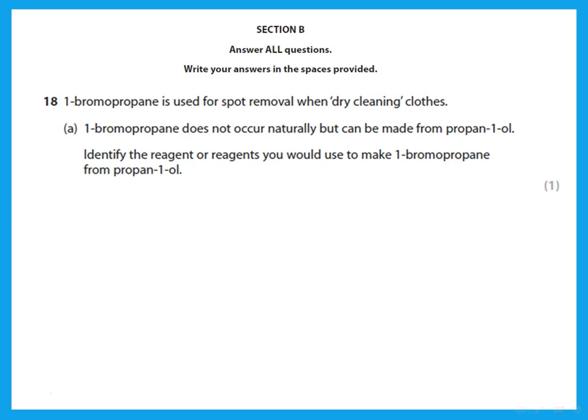Then we go into the second section where you have short answers. The first question says 1-bromopropane is used for spot removal when dry cleaning clothes. 1-bromopropane does not occur naturally but can be made from propan-1-ol. Identify the reagents you would use to make 1-bromopropane from propanol.